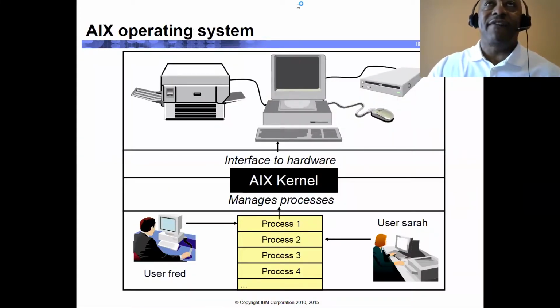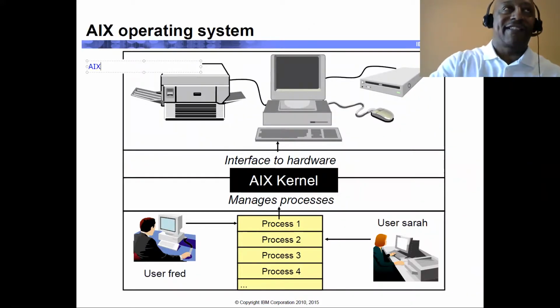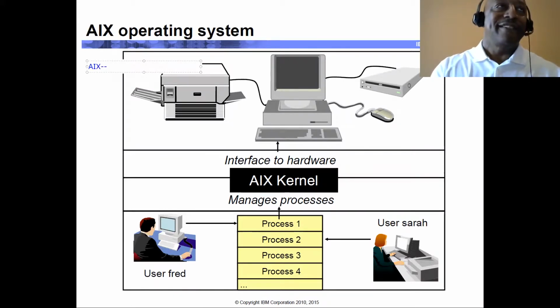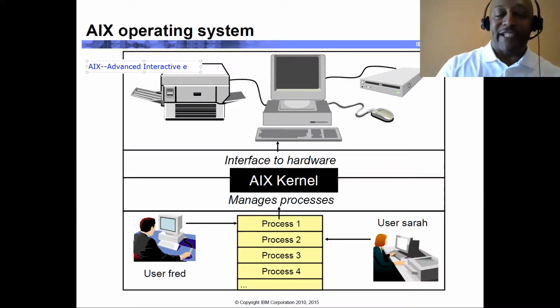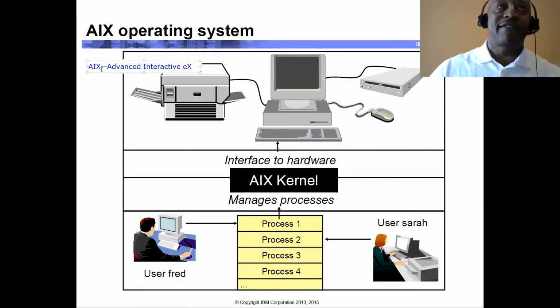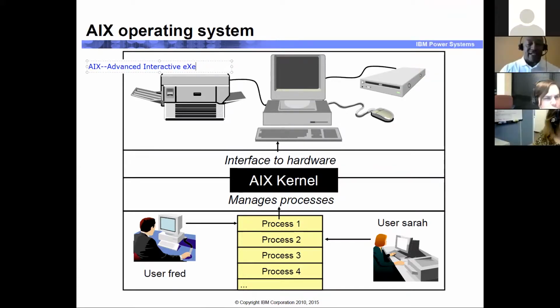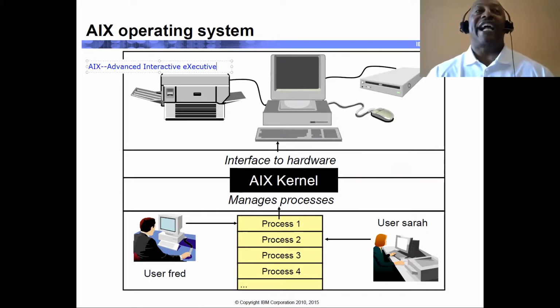Now, in and of itself, AIX is an acronym, believe it or not. The acronym AIX is equivalent to Advanced Interactive Executive. We used to use the lowercase e, uppercase X. So that's what AIX is. In other words, this is IBM's version of the actual Unix-based operating system.